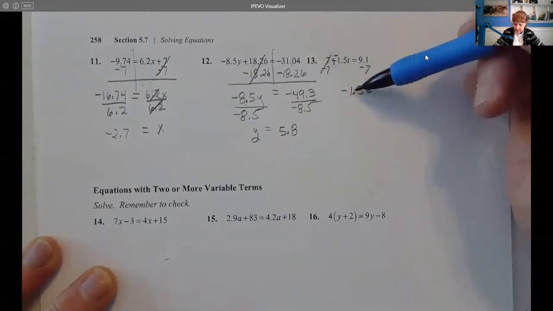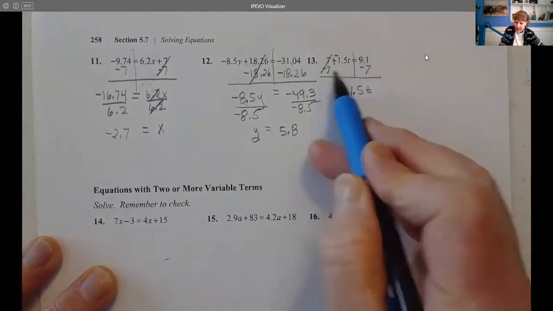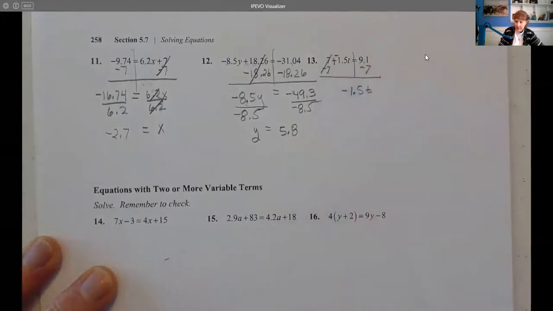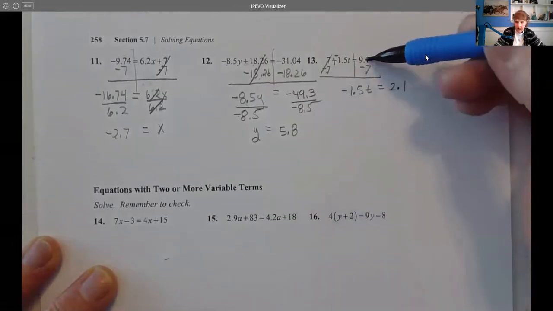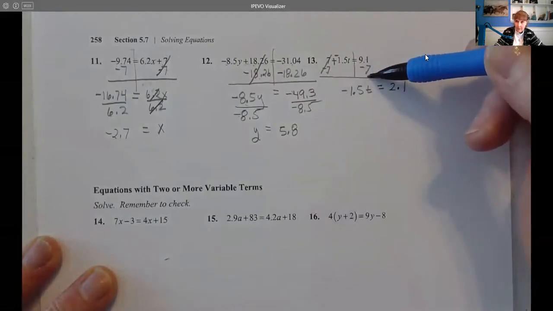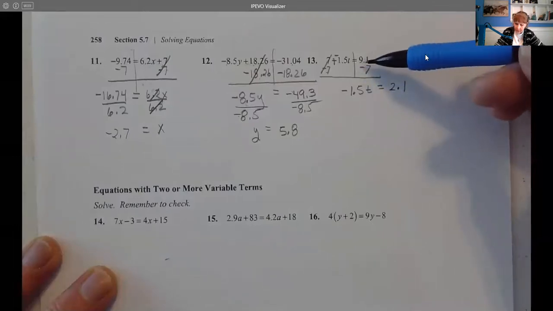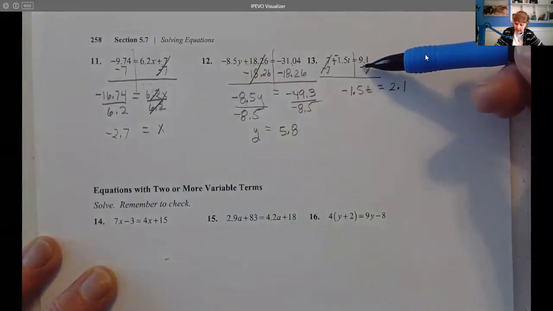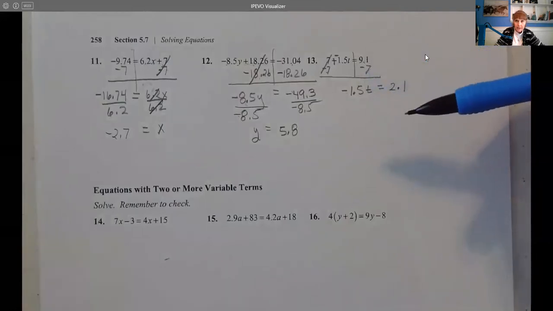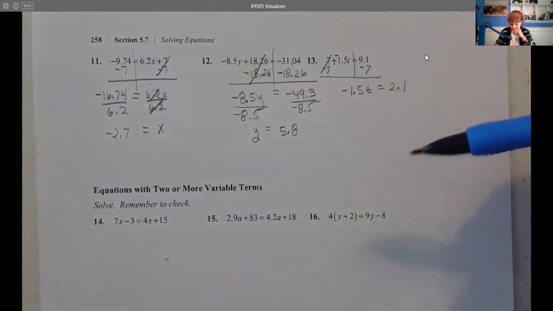So what's left is this, because that's 0. Whatever you do to the left, you do to the right-hand side of the equal sign. So that leaves you with equals 2.1. 9.1 and a negative 7 or minus 7 is 2.1. So on the calculator, if you needed to, you would take 9.1, subtract 7, or 9.1 plus a negative 7. Both ideas are the same. Subtracting and adding the opposite is the same.